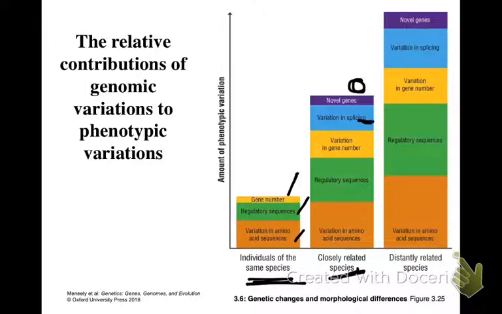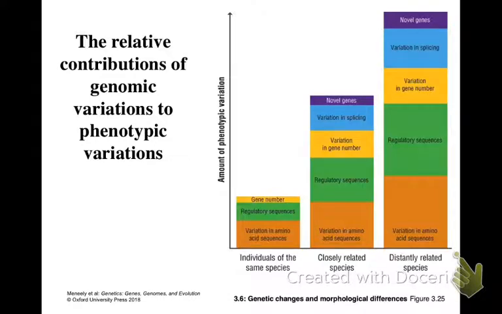Chimps, variation in splicing, right? That's going to deal with different proteins we can make out of the same sets of genes. And then, of course, variation in gene number, again regulatory sequences, amino acids. Then we get distantly related species. Those bars just spread out a little further, right?